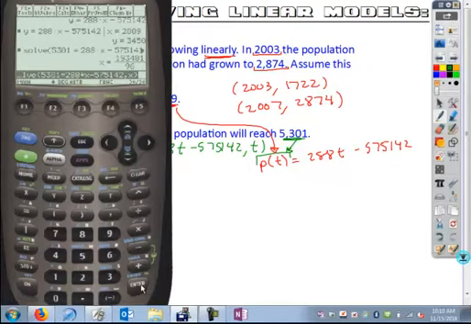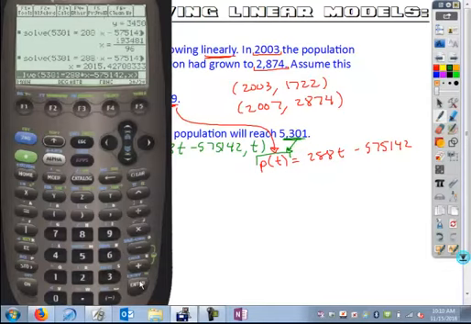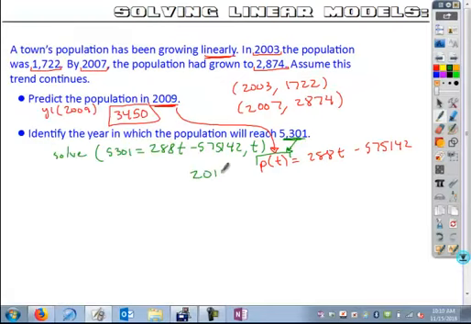So I want it in decimal form. I see that it's almost halfway through, 0.42, almost halfway through 2015. So my answer is 2015.